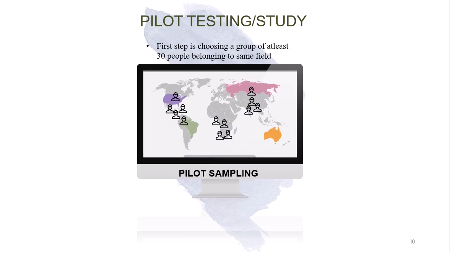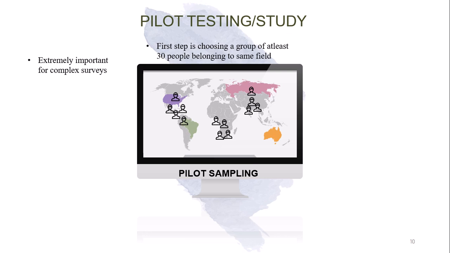The first step is selecting the pilot sample. A good sample selection is key as it allows one to generalize the findings from the sample to the population, which is the whole purpose of survey research.